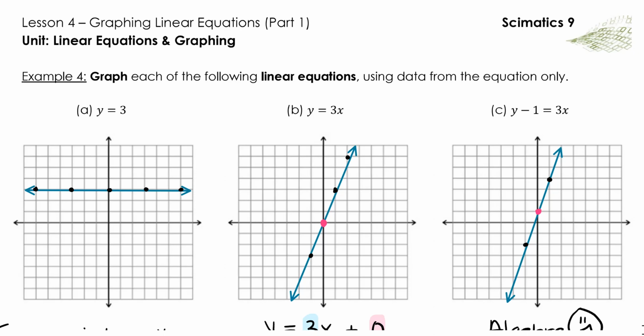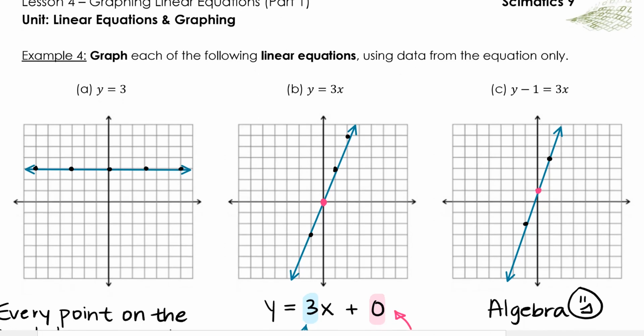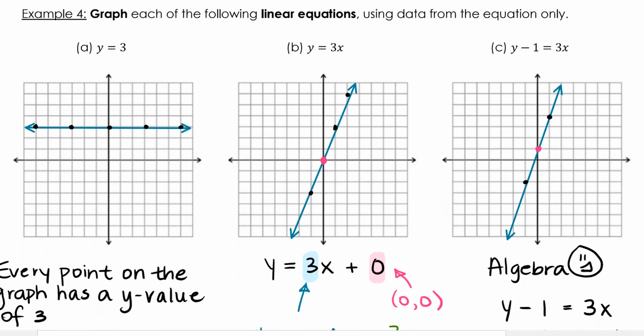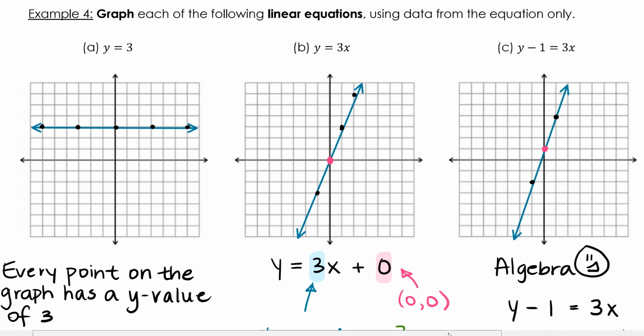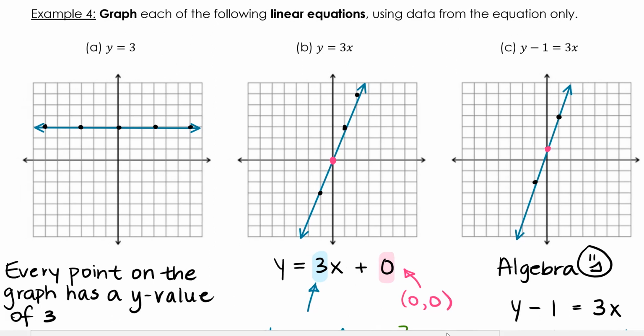Okay, let's compare our graphs. Y equals 3 is a horizontal line. Every point on the graph has a y value of 3. Y equals 3x produces a slanted line, and if we compare that to y equals mx plus b, we see that we have a y-intercept of 0 and a slope of 3 over 1, which is how I was able to count out all those points on my graph.